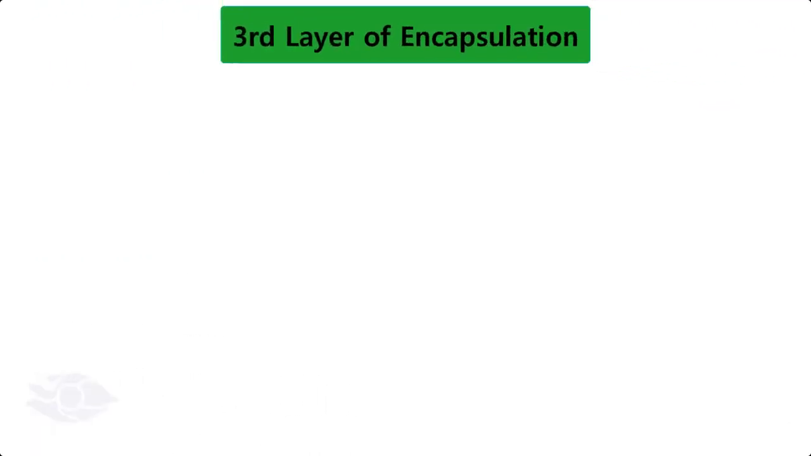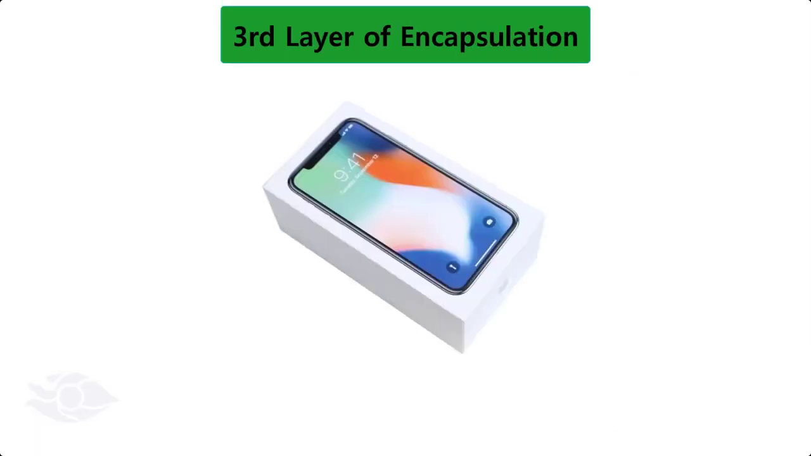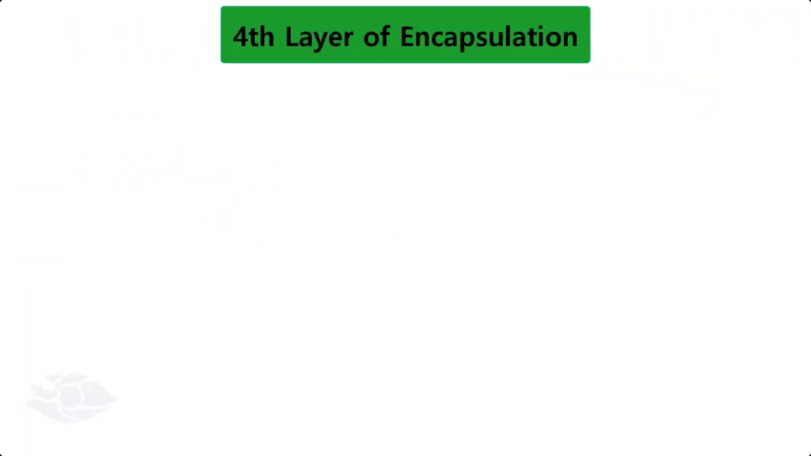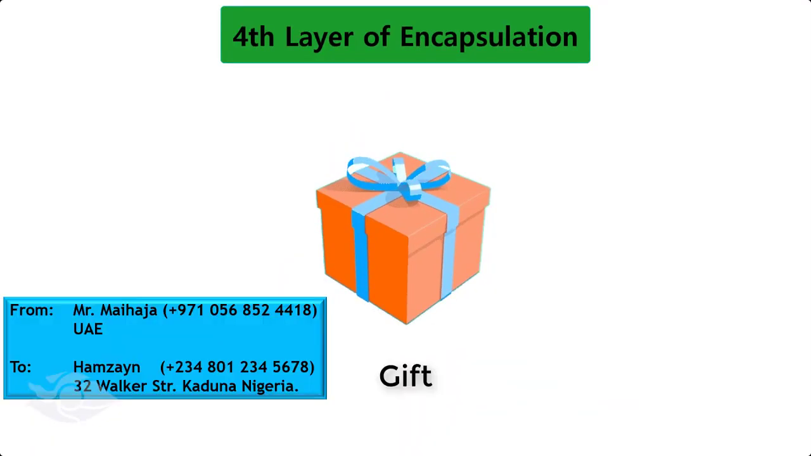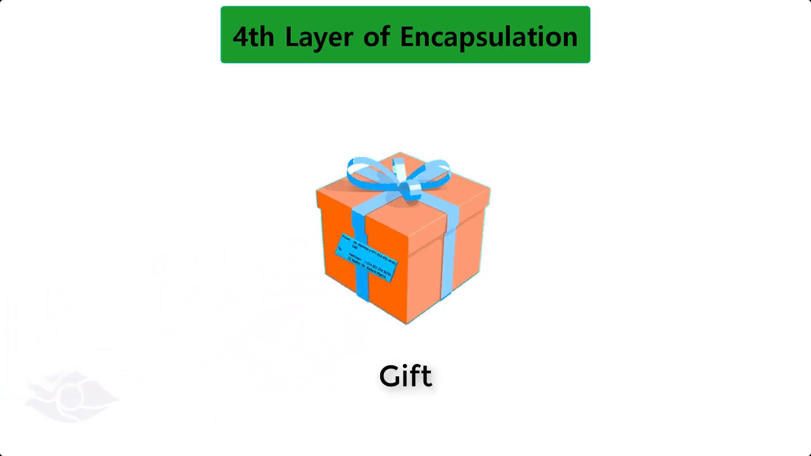Third layer of encapsulation. We put the pouch in a box meant for the smartphone. On the box, useful information about the phone is written. In this form, it is called a smartphone box and not a pouch. Fourth layer of encapsulation. We wrap the box as a gift and attach a slip containing the name, phone number, and home address of our recipient as the receiver of the item.